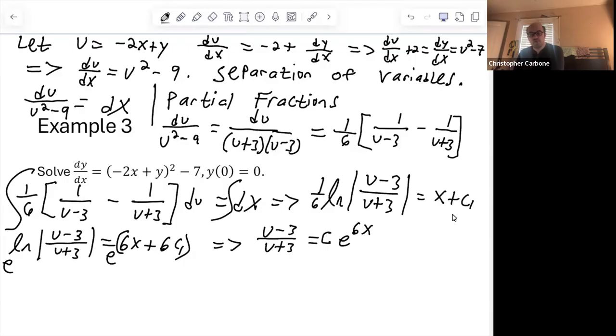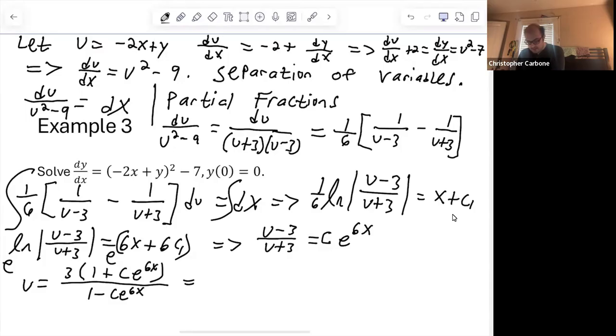So based upon that, we could then solve that now for u, just like we previously did. Using that method of solving for u, multiplying by u plus 3, distributing, getting all the u terms to the left, everything else to the right, factoring, and dividing, we should get u is equal to 3 times 1 plus c times e to the 6x divided by 1 minus c times e to the 6x.